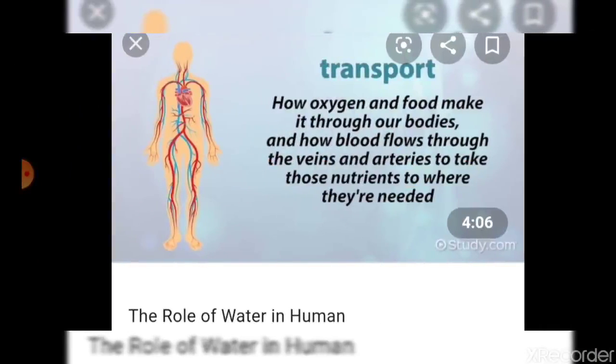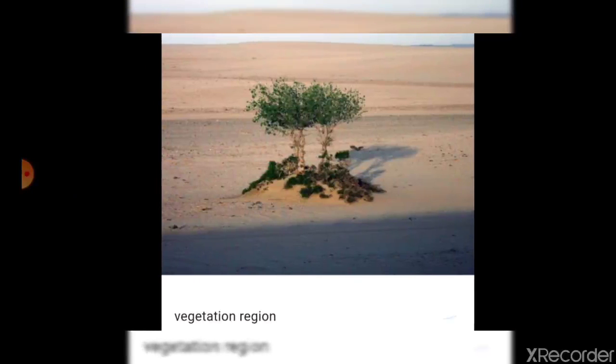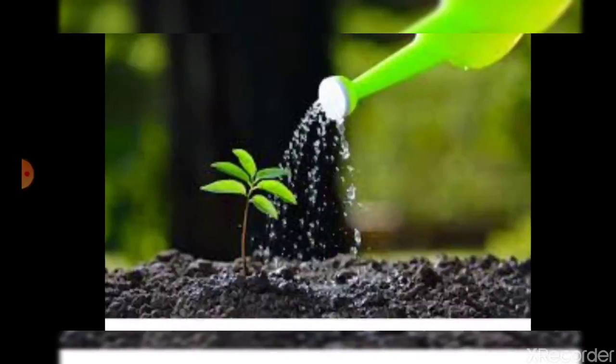Water. Water is an essential factor for the survival of all living organisms. It acts as an important solvent for many chemical reactions that take place in the bodies of living organisms. The amount of water in a particular region determines the type of vegetation and the animals present in that region. Plants also need water for photosynthesis.